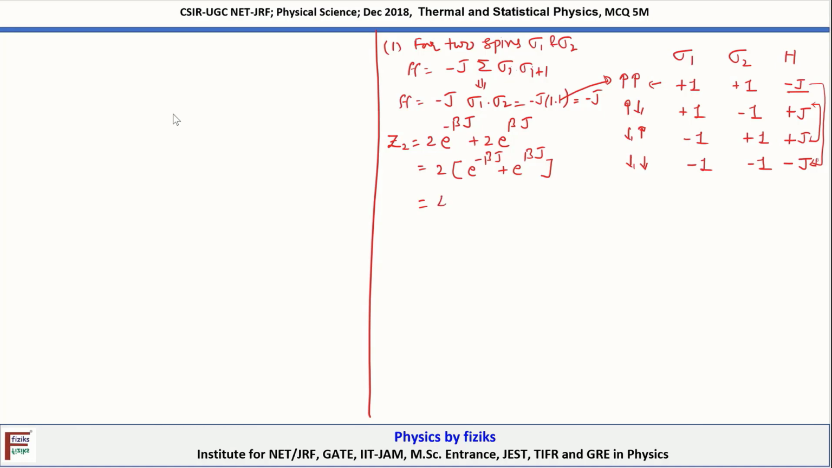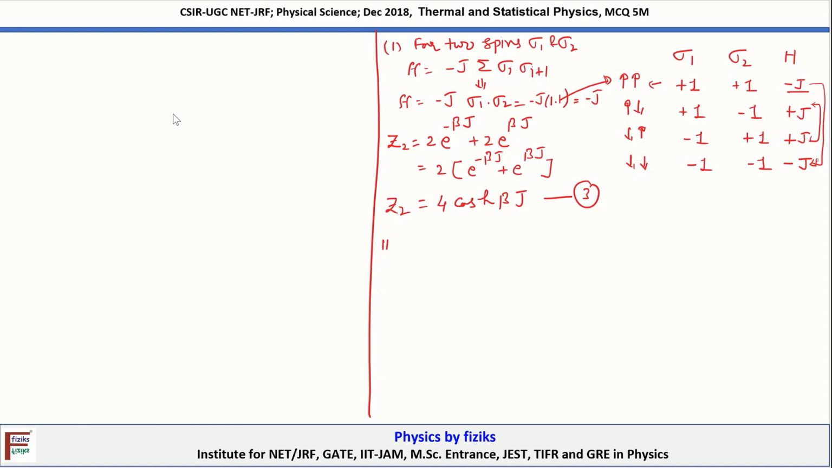Okay, so basically I can write this as 4 times cosh beta J. So this is Z2. Let's call this our equation. Let me see what number I have already given. Up to 2 I have already given, so let me call this equation 3. Now let's try to generalize the result for the 3-spin system, and then after that we can write the expression for the n-spin system based upon these two results.